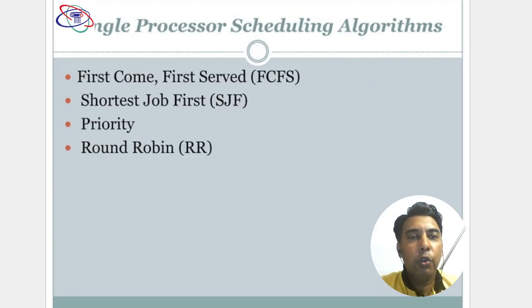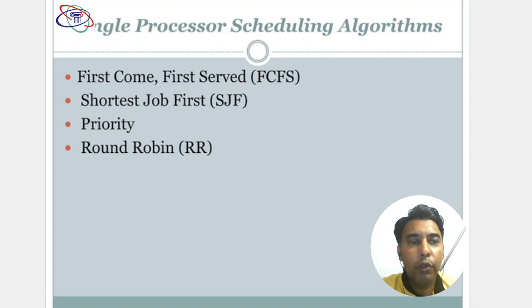So the most popular CPU scheduling algorithms are FCFS, also known as the first come first serve algorithm. The second one is shortest job first, also known as the SJF scheduling algorithm. The third one is the priority algorithm, and the last one is the round robin scheduling algorithm.